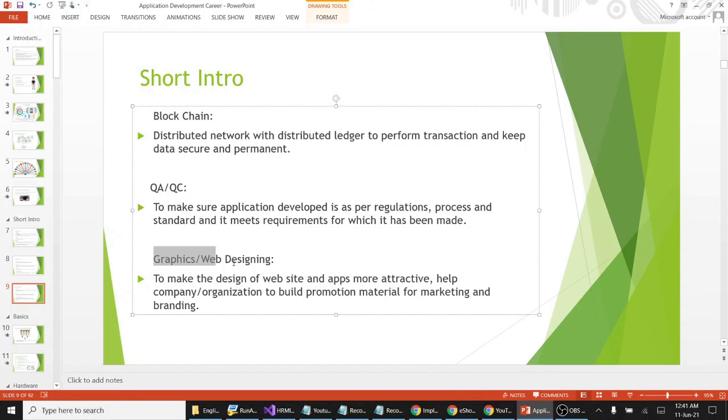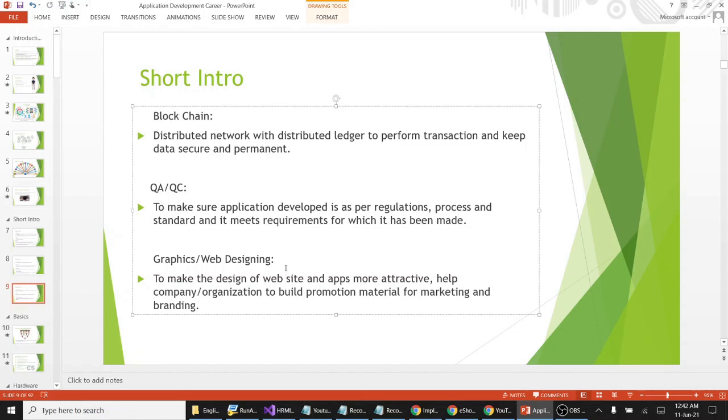And the next field is graphics and web designing. To make the design of websites and apps more attractive, a company or organization builds several banners, promotions, and a lot of other material which attracts users. This is the field where graphics and web designing is done.